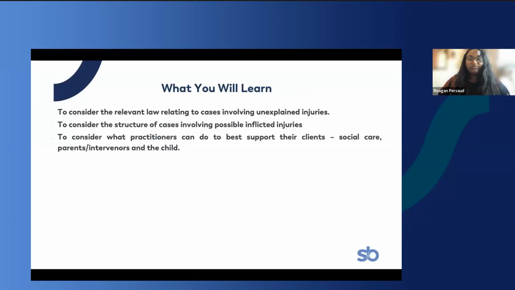What we'll learn, we'll look at the relevant law relating to these issues. We'll look at how you structure the cases and what best practice can look like. And then we're going to look at how you support the different parties that you might represent.